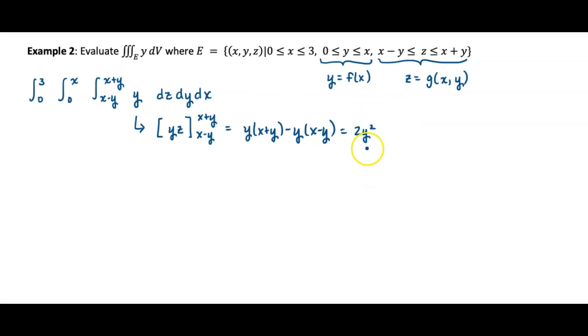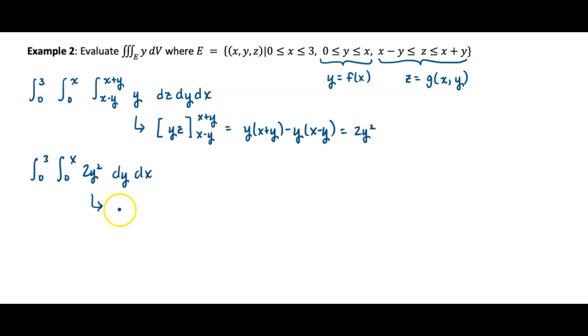So this is our innermost integrand, so this is going to turn into the double integral from 0 to 3 and from 0 to x of 2y squared. We've taken this integral with respect to z, so we're just left with dy dx. So we're just working our way down.